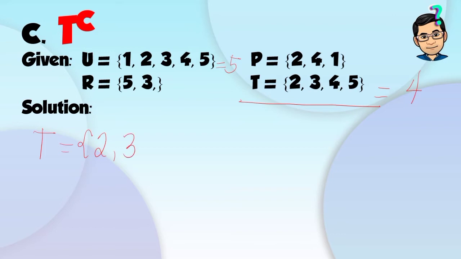2, 3, 4, 5. Okay. So, what is T complement? So, mas madali na lang to kasi isang element na lang ang nawawala. And that is the element 1. Okay. So, ito ang final answer.